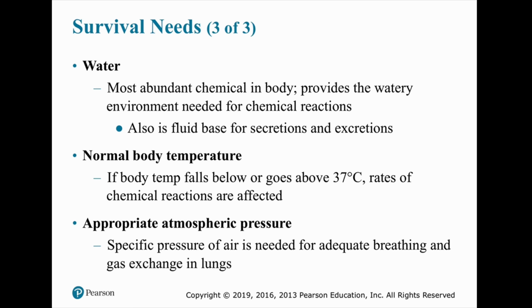Normal body temperature. For chemical reactions to continue, there has to be this normal body temperature. And for humans, it's 37 degrees Celsius or 98.6 Fahrenheit. So metabolic reactions would be affected. In other words, at lower temperatures, they would slow down. At higher temperatures, it would also affect the enzymes. I know we haven't talked about enzymes yet, but enzymes are those molecules that are involved in the chemical reactions.